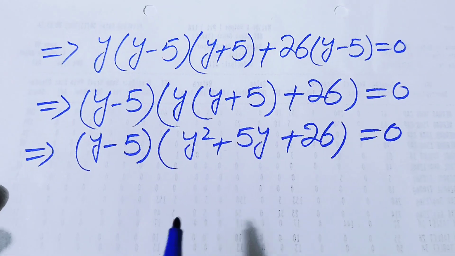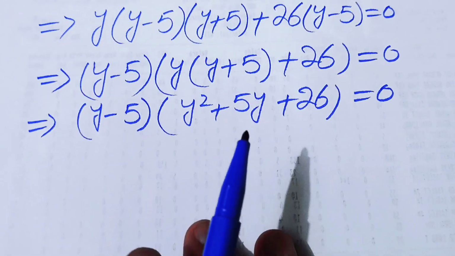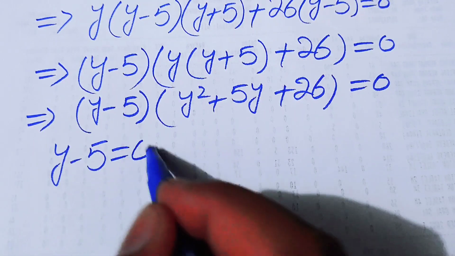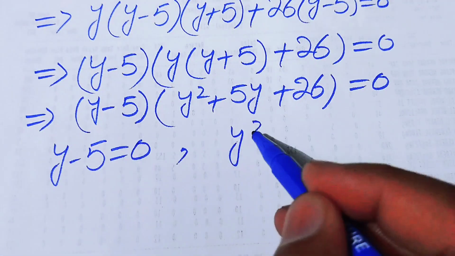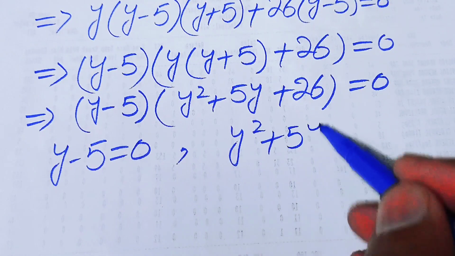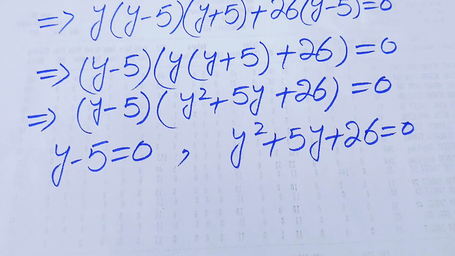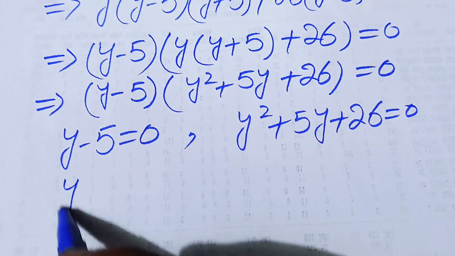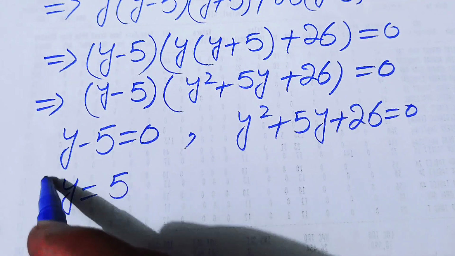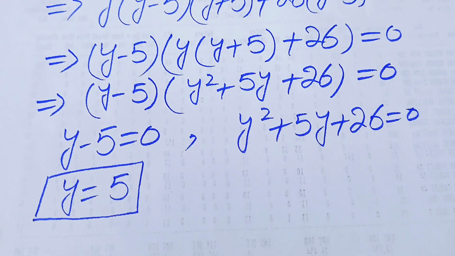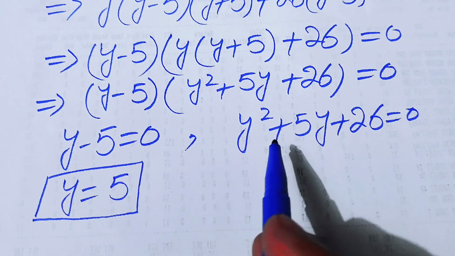So now we simplify the terms and we get (y minus 5) times (y squared plus 5y plus 26) is equal to 0. Now here we have two cases. The first case is we take y minus 5 is equal to 0, and the other case is we take y squared plus 5y plus 26 is equal to 0. So in the first case you get the value of y is 5, and similarly in order to find the other real roots we will solve this quadratic equation.